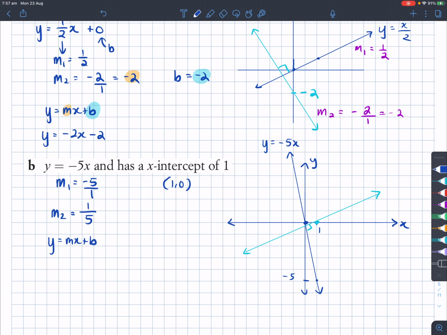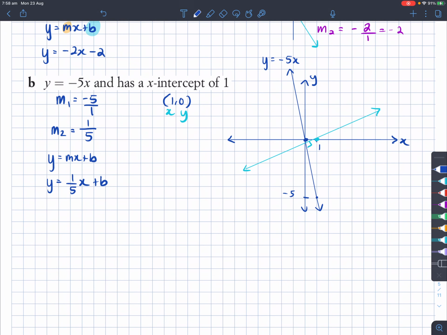Right, that's the equation of the line. But we're going to substitute in m2 as our m value here. So y equals 1/5 of x plus b. But now what we've got to do is find what b is. And to find what b is, we have to substitute something to do with x and y so that we can solve for an equation involving b. That involves this coordinate here, which has our x and y value that we substitute in.